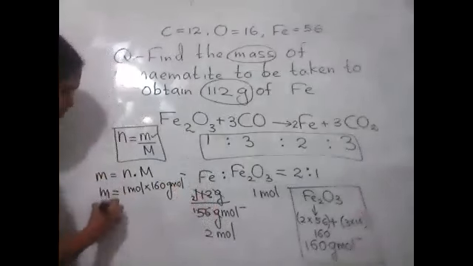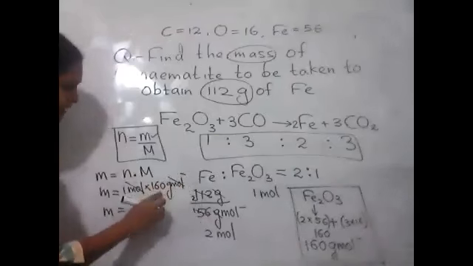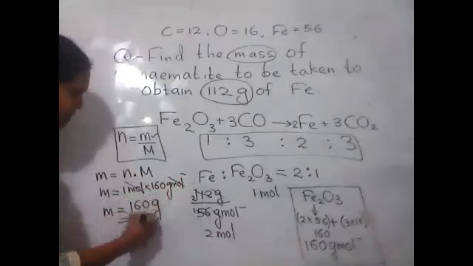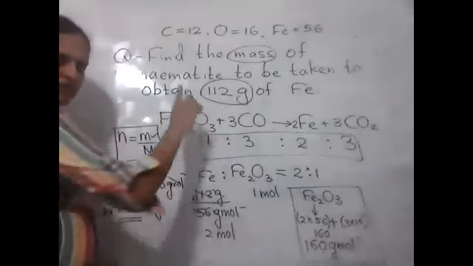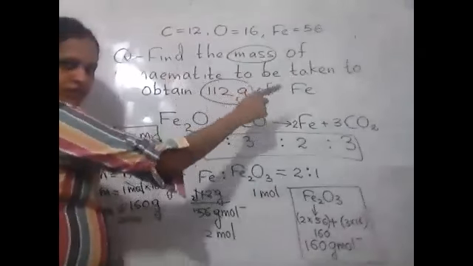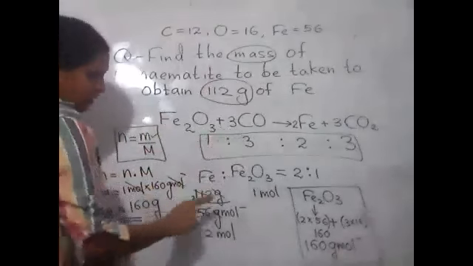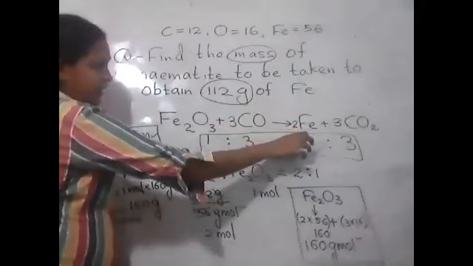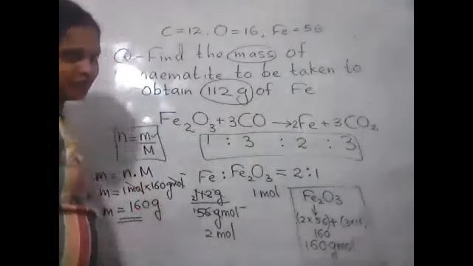Right, so the mass of hematite will be 160 into 1, that is 160 grams. So this is the answer, very easy. You are asked to find the mass of hematite to be taken to obtain 112 grams of iron. So according to the calculation, to obtain 112 grams of iron, you need to take 160 grams of hematite.